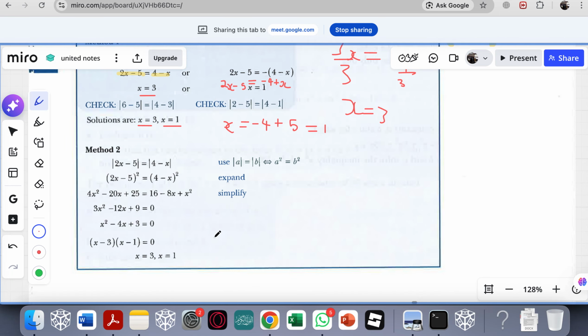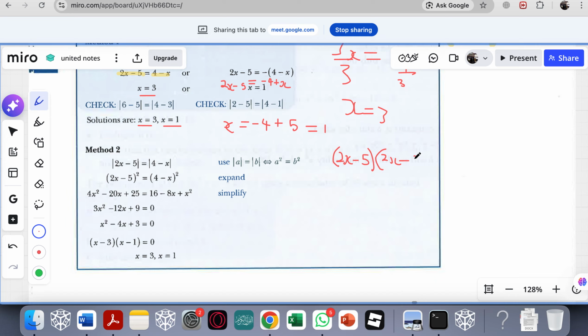Another way of doing this is to square both sides, the left and the right side. So modulus is actually like your squaring. You square to remove negative. So we square 2x minus 5, and then we also have to square 4 minus x on the right. 2x minus 5 squared simply means 2x minus 5 in one bracket, and 2x minus 5 in another bracket. That's the meaning of 2x minus 5 squared.